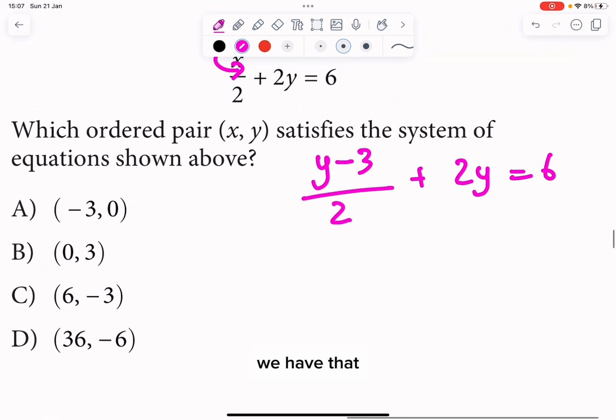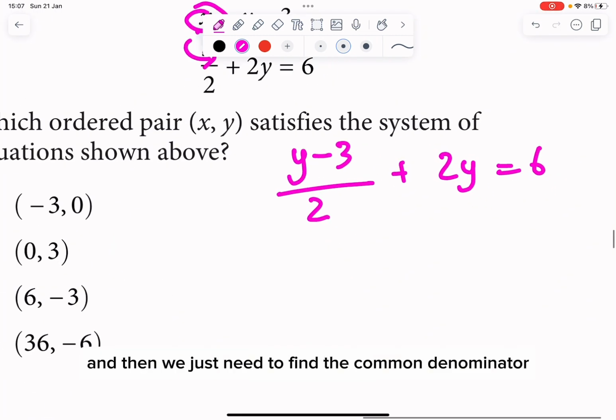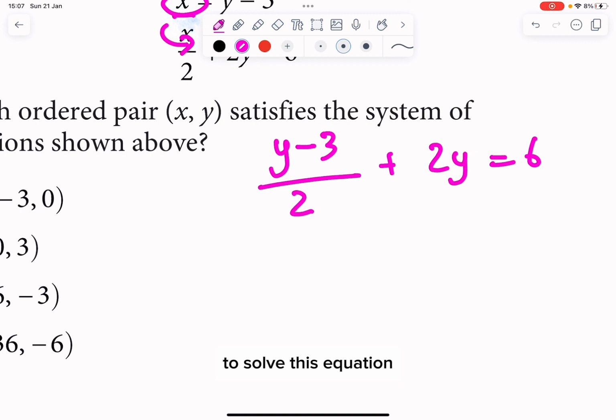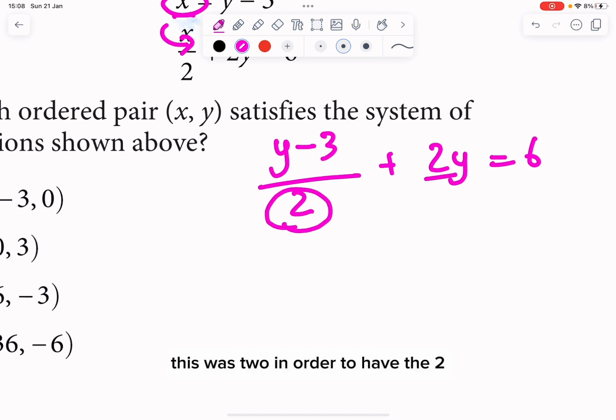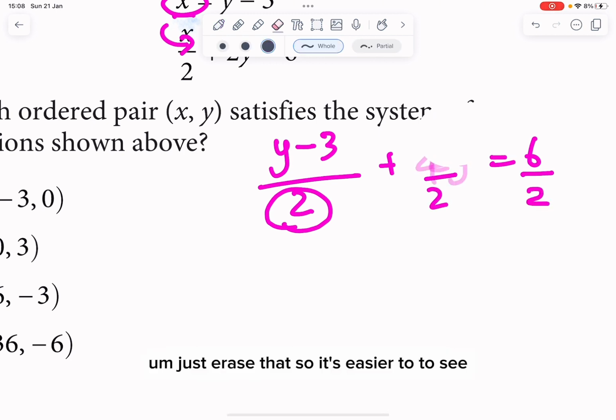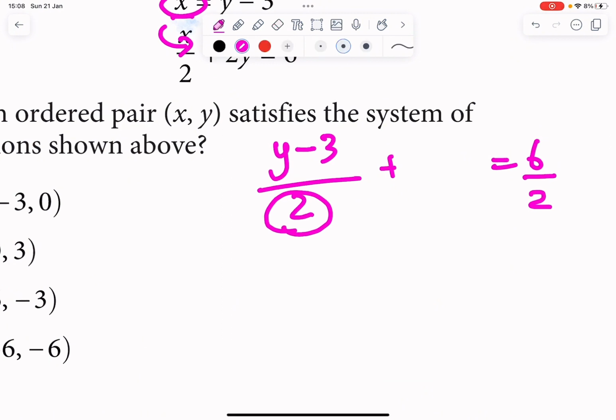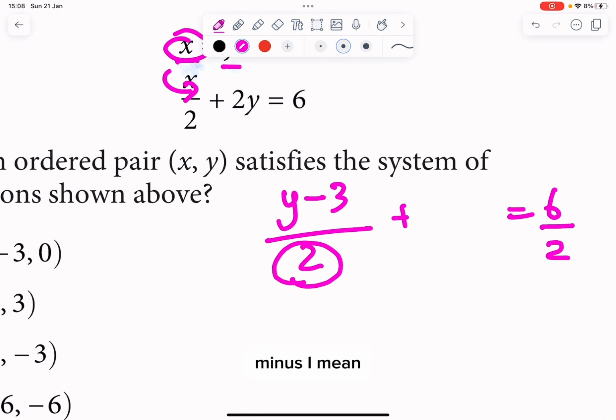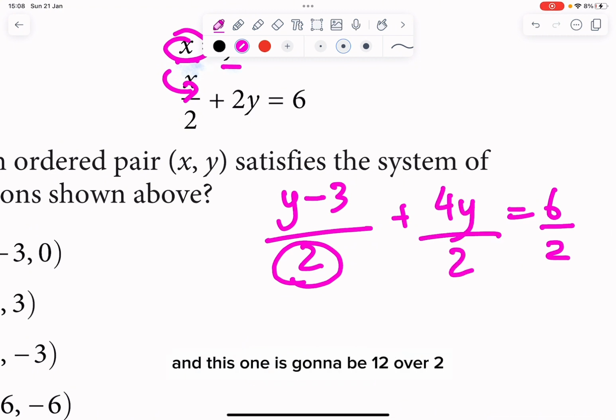So yeah, we have that, and then we just need to find the common denominator to solve this equation. So we have 2 in the denominator, so we just need to multiply 2y with 2 in order to have the 2 in the denominator. So it's gonna be 4y. Let me just erase that so it's easier to see. So it's gonna be (y minus 3) over 2 plus 4y over 2, and this one is gonna be 12 over 2.